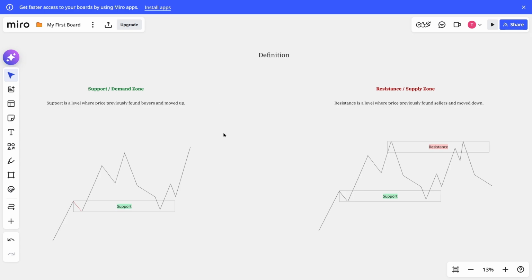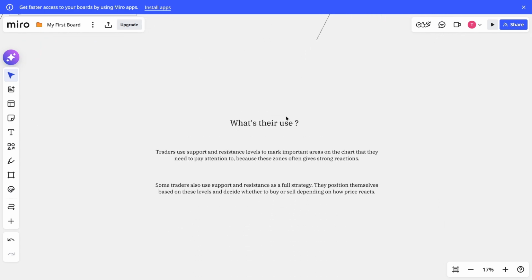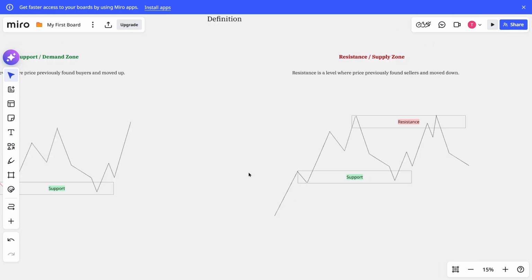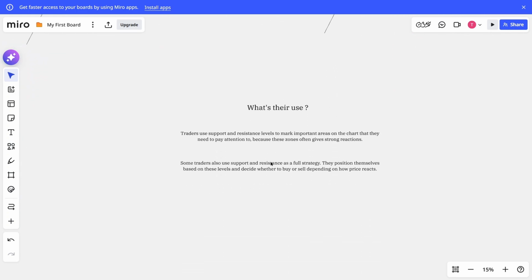And let's go to the second part. What's their use? So what is the use of these zones? Traders use support and resistance levels to mark important areas on the chart that they need to pay attention to, because these zones often give strong reactions. Just as we saw here, it's the same thing.